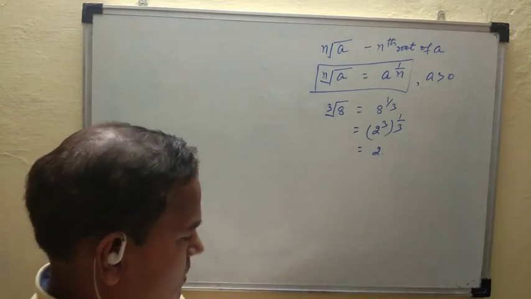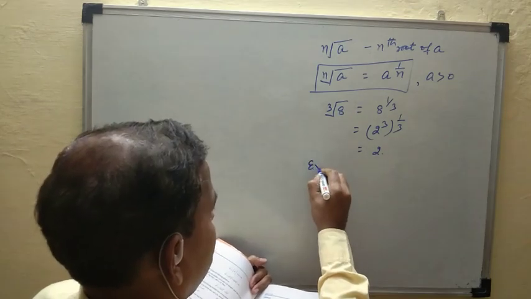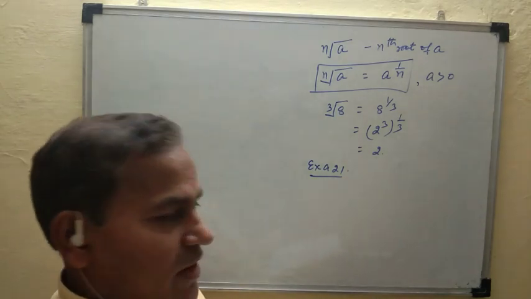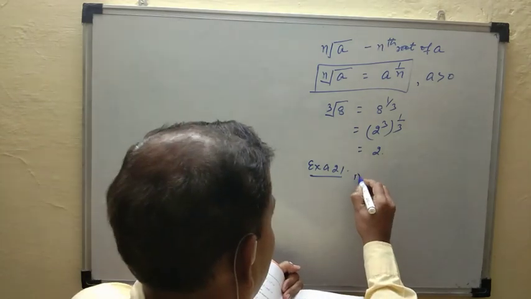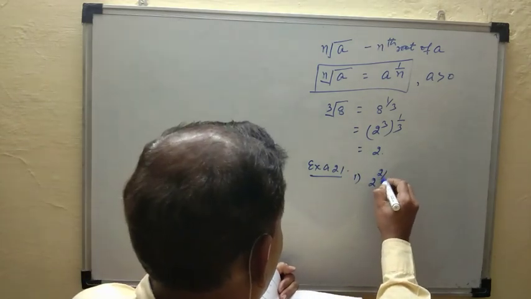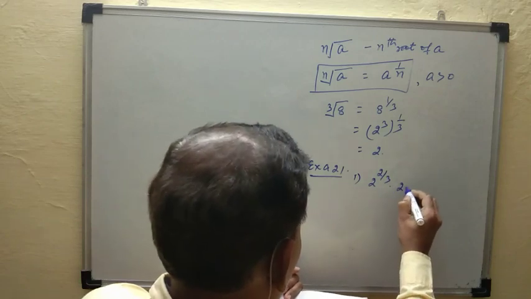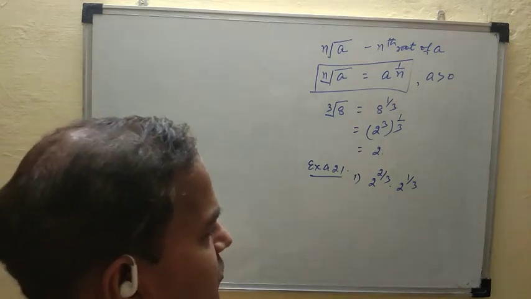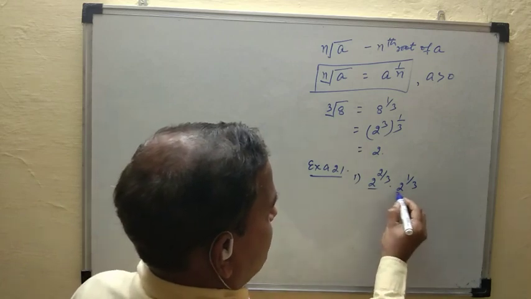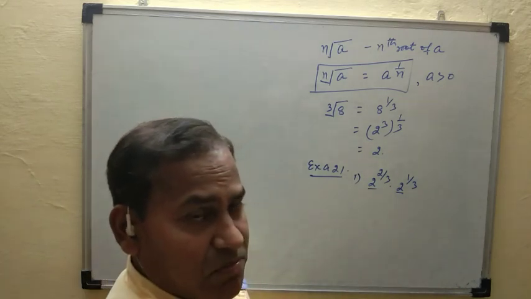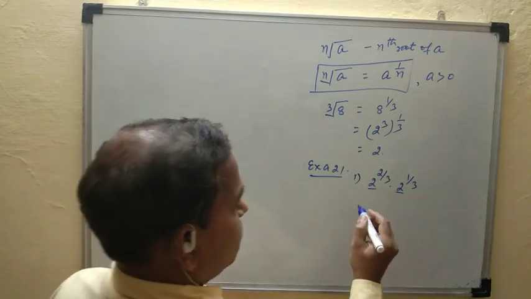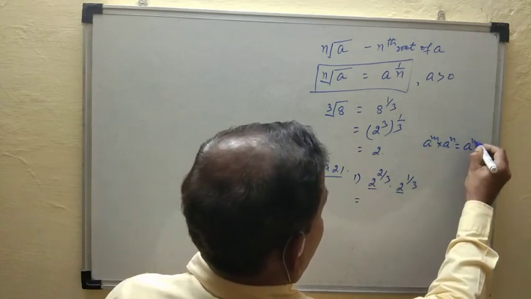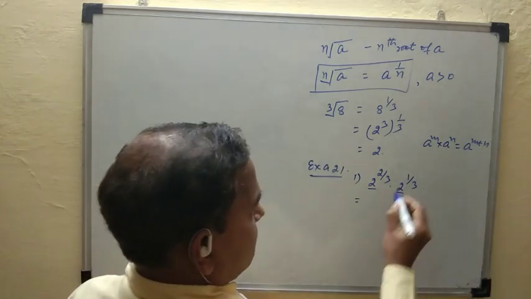And now example number 21. Simplify. First part: 2 to the power 2 by 3 into 2 to the power 1 by 3. How will you simplify this? The base of both is the same, so what do we do with the powers? Add, using this property: a to the power m into a to the power n is equal to a to the power m plus n.